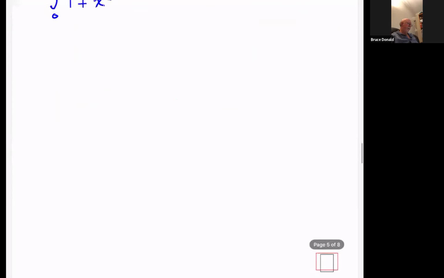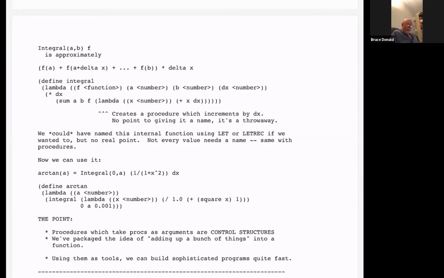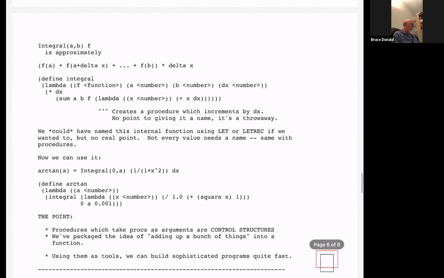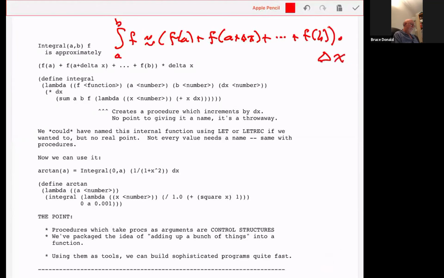Okay. So I said we'd do some integrals. Let's think about that. It's going to be an approximation, of course. So recall that if we have an integral we want to do here, the integral of a function f from a to b is approximately f of a plus f of a plus delta x plus f all the way up to f of b in steps of delta x, times the quantity delta x.